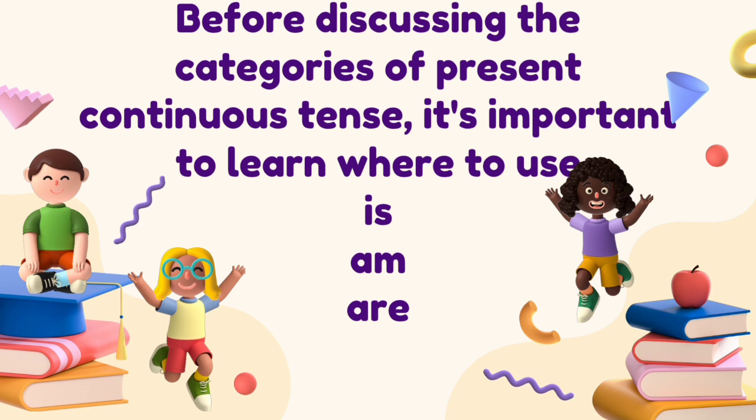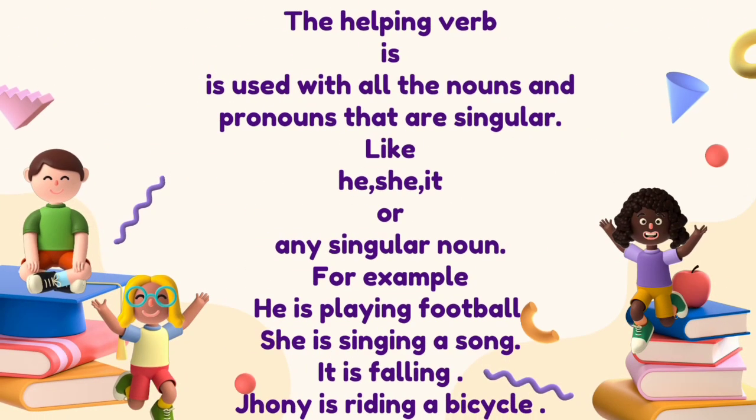Before discussing the categories of present continuous tense, it's important to learn where to use is, am, are. The helping verb is is used with all the nouns and pronouns that are singular, like he, she, it, or any singular noun. For example, he is playing football. She is singing a song. It is falling. Johnny is riding a bicycle.